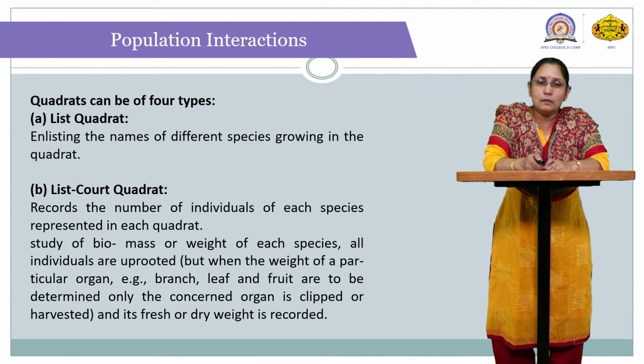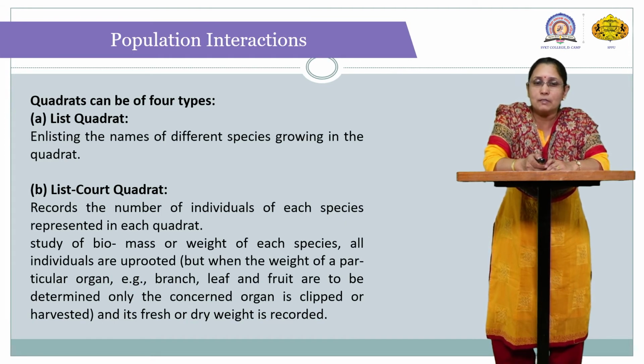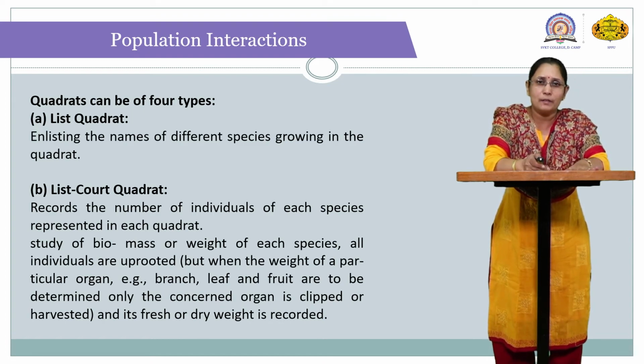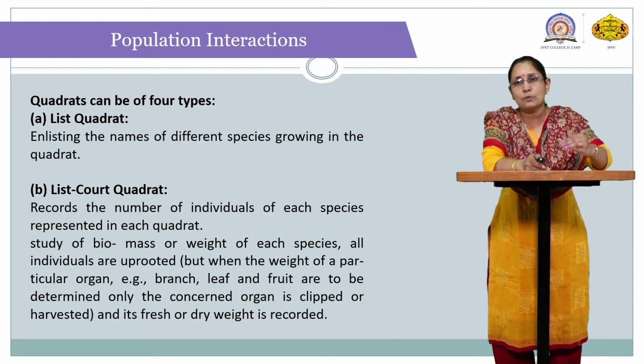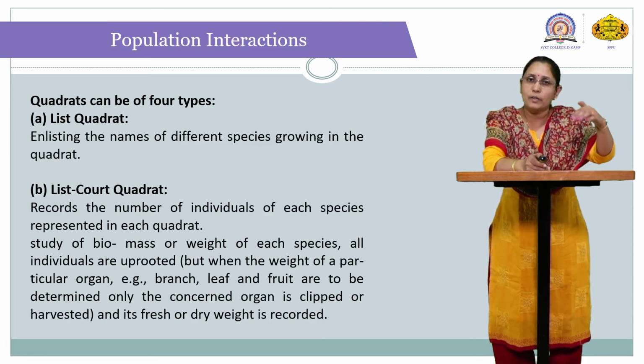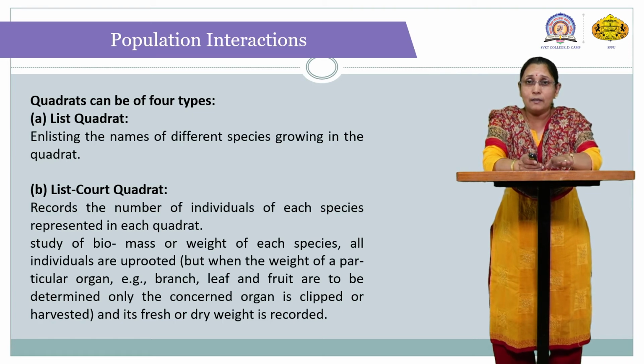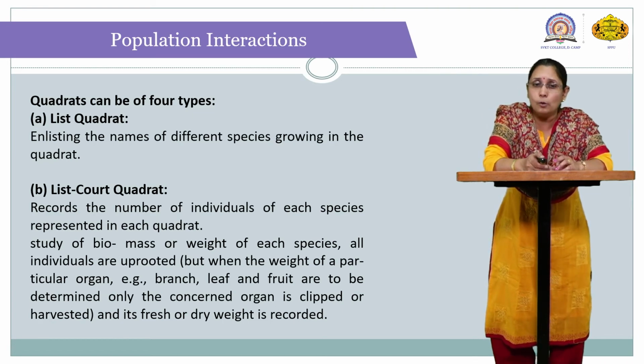So these quadrats can be of 4 types. Now you can see here. First is the list quadrat, enlisting the names of different species growing in the quadrat. It is the basic quadrat. This quadrat gives you only the idea about the different communities or different species, meaning which variety of species is present in that particular location.